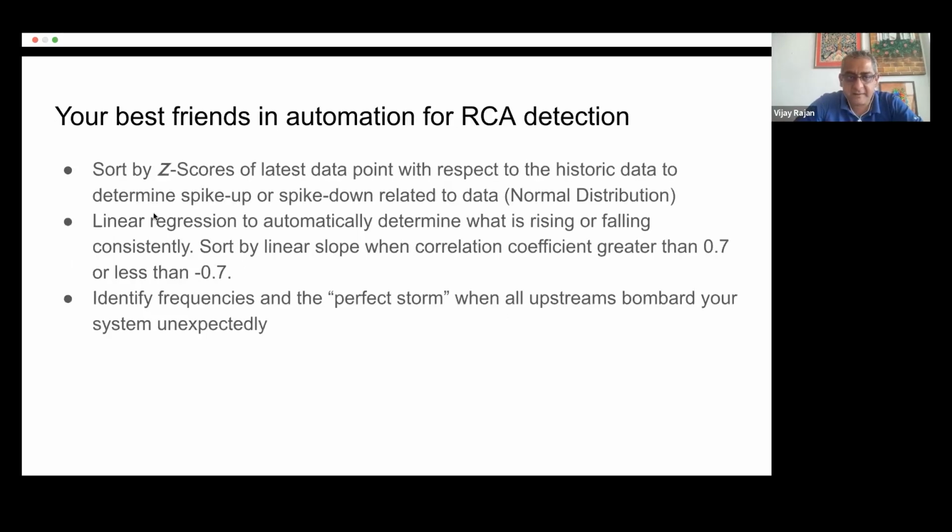And your best friends are z-scores and linear regression, and identifying frequencies of a perfect storm. What I mean by a perfect storm is that none of the upstreams were really high, say more than 1.5 standard deviations. But on the fatal day, all 3 of them came in at 1.4 standard deviations. So you got a perfect storm. All 3 dumped their requests at about the same time, which overwhelmed your system. These are the things you should be looking for, and you could automate them and then explain very easily in the dashboard, and then use visualization to explain the problem.